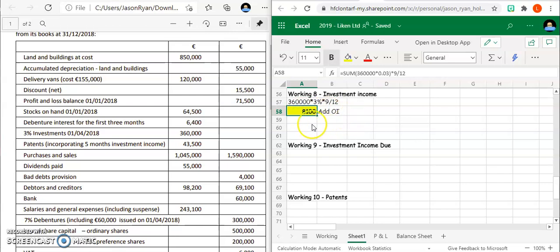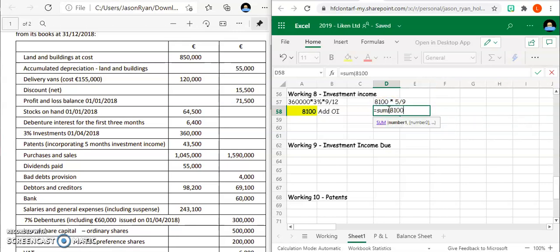because that's the total investment income that we have for the year. Now, of that 8,100, 5 months of that has been put into your investment, has been put into patents. So how much of that 8,100? So you're going to take the 8,100 and you're going to multiply that by 5 and divide it by 9 because we only have it for 9 months. So 8,100 multiplied by 5 divided by 9. So 4,500 is the investment income that's been put into our patents.